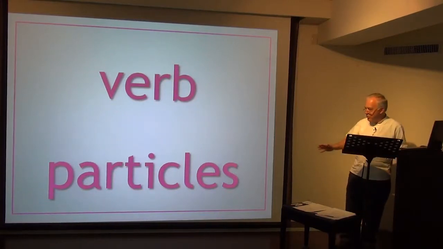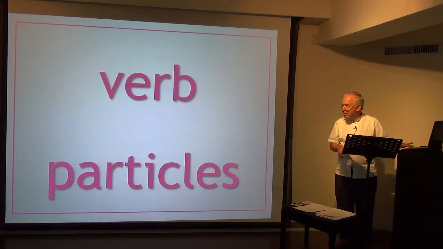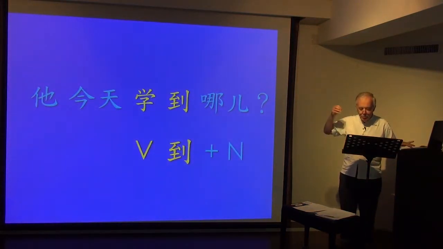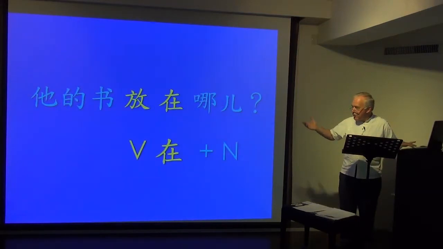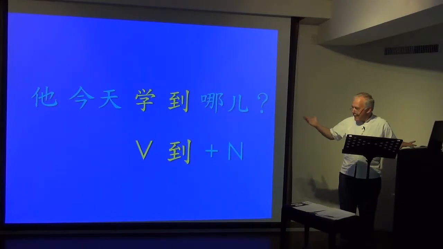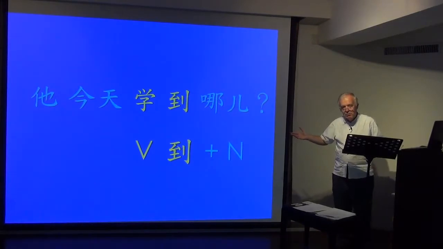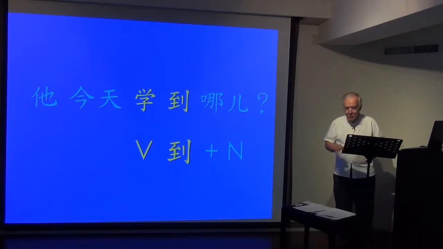Okay, now let's move on to verb particles and other aspects of Chinese grammar. If you remember, we've covered 到，我到哪里去？给，我给你这个东西。在，它在这里。But we need to now look at these three, 到，在，给, when they follow the verb, rather than what we've thought up to now when they precede the verb. So let's first look at this.